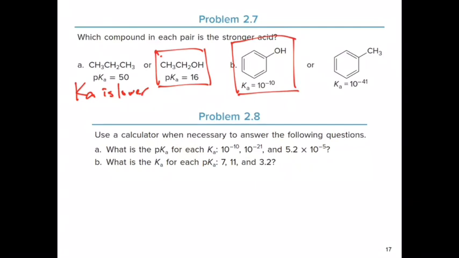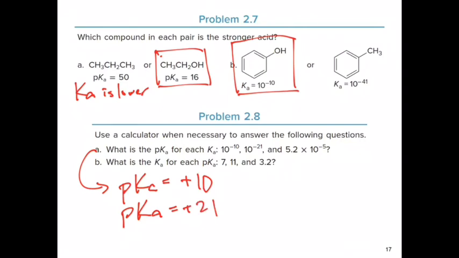The next practice problem says to use a calculator when necessary to answer the following questions. What is the pKa for each Ka value? Basically, for the first one, when you plug this into the calculator, you get a pKa of positive 10, because of the exponent. And the pKa of the second one is positive 21.